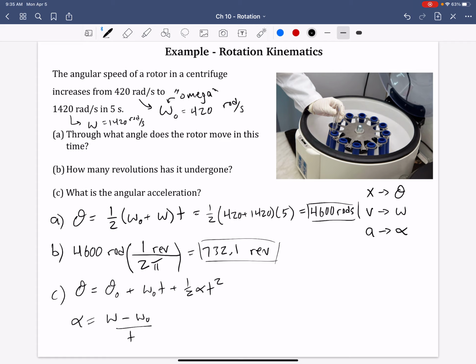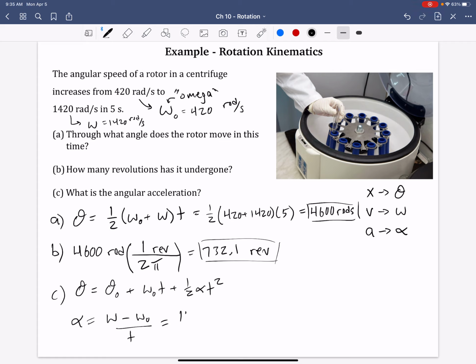There. So the angular acceleration, just like in chapter 2, was defined as a change in speed, in this case an angular speed, divided by a change in time. And in this case, I've set the initial time to 0, right? Such that that t is just denoting the final time of 5 seconds.